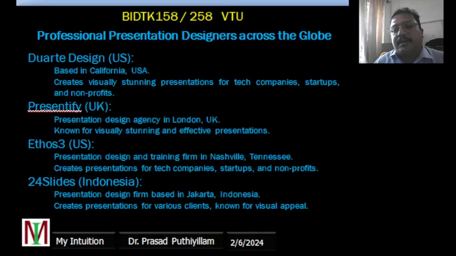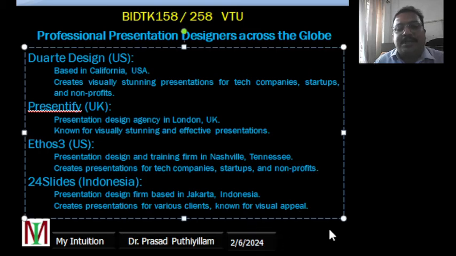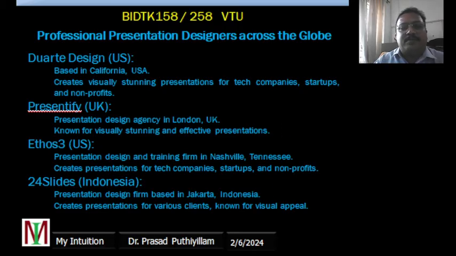Ethos 3 is a US based company in Nashville. It is again a design company. It's a training firm also, and they produce all the required things for technical companies as well as startups and non-profit companies. Another one, 24 Slides. Few examples. The top 10 list I took from that. The top 4 I took later at the particular date mentioned. It may change even while I am explaining. So there is no further discussion required. Just an example I took.